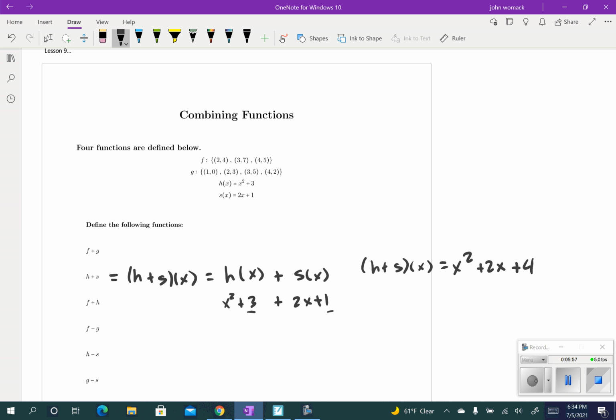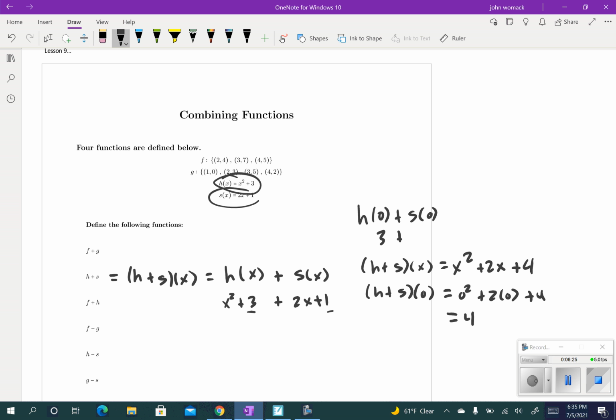Okay, let's just try a number. Let's say I want to find out what (h plus s) of 0 is. Well, if I plug in 0, I get 0 plus 2 times 0 plus 4, which ends up being 4. Now, just to check, what if I did this? What is h of 0 plus s of 0? If I plug 0 into h, I get 0 plus 3, which is 3. Plug 0 into s, 2 times 0, 0 plus 1. And look, I get the same answer. They end up with 4.